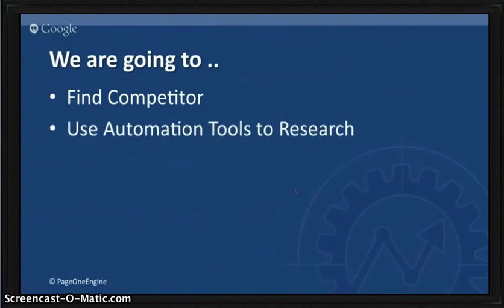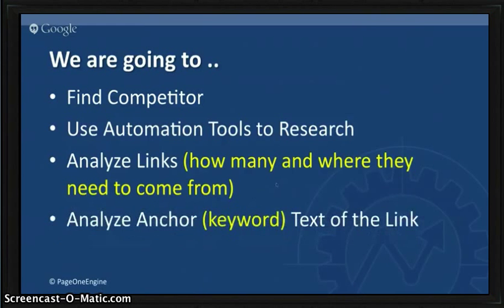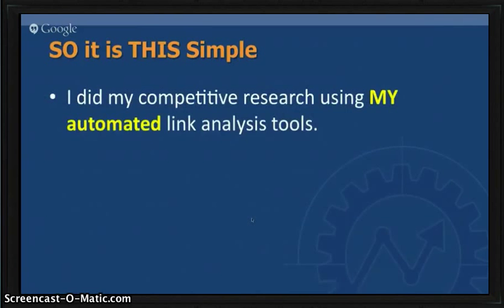And then we're going to use automation tools to do the research. We're going to analyze those links, and really, we're just looking for how many we need and where they need to come from. It's really that easy. And then we're going to analyze some anchor text, which is really just the keywords, the text of the link that's pointing to the site. So it's really that simple. I mean, it sounds complicated, but it's not.